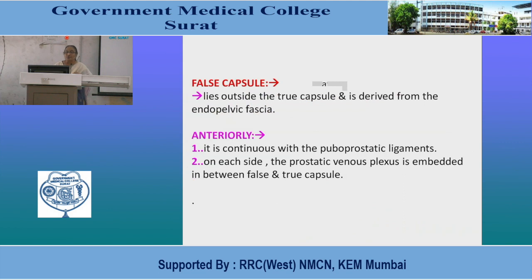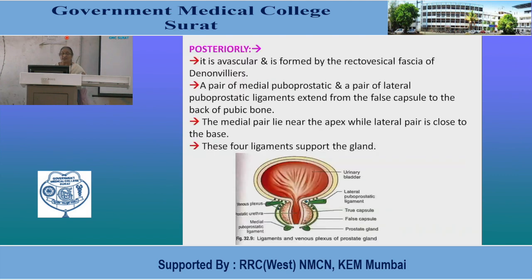Now the false capsule. The false capsule lies outside the true capsule and is derived from the endopelvic fascia. Anteriorly, it is continuous with the puboprostatic ligament, that is the ligament of the prostate gland. On each side, the prostatic venous plexus is embedded in both the capsules. Posteriorly, it is avascular and is formed by the rectovesical fascia of Denonvilliers.